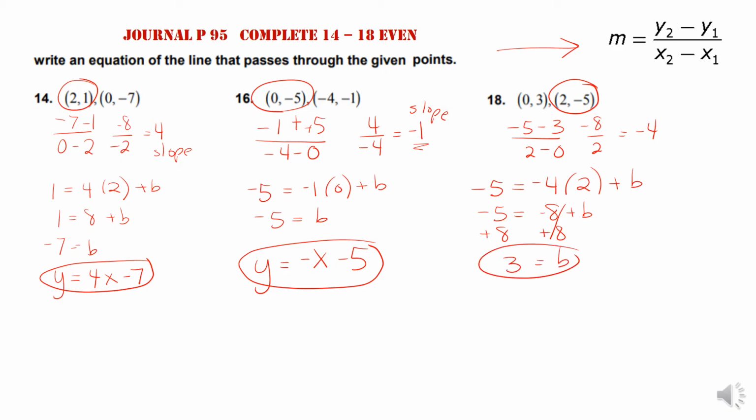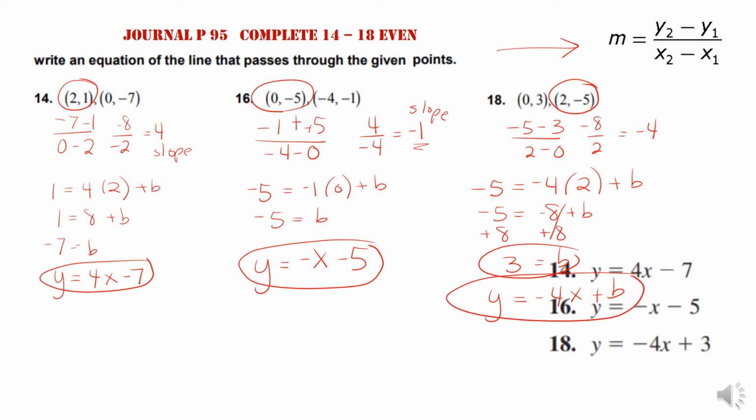Now put your equation together. y equals negative 4x plus b, which is 3. This is my equation. Okay? And there are your answers.